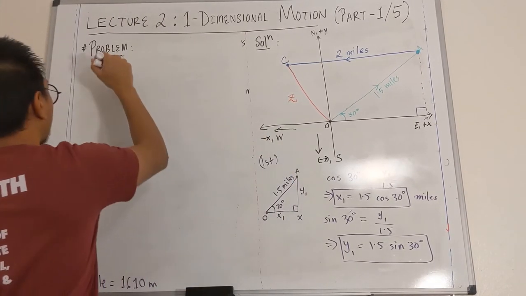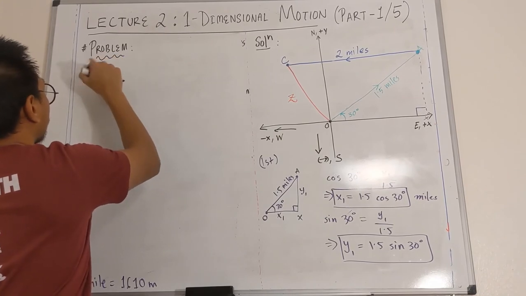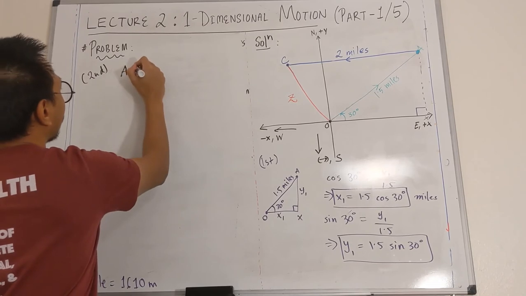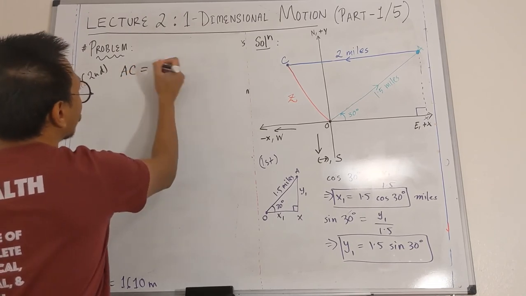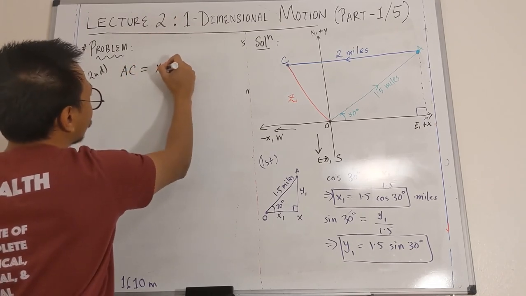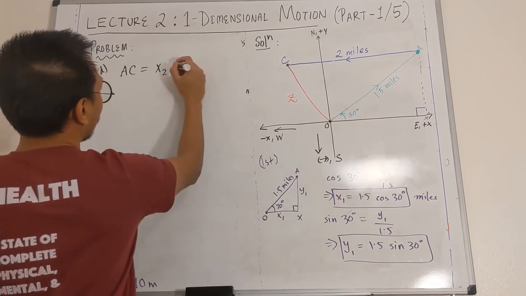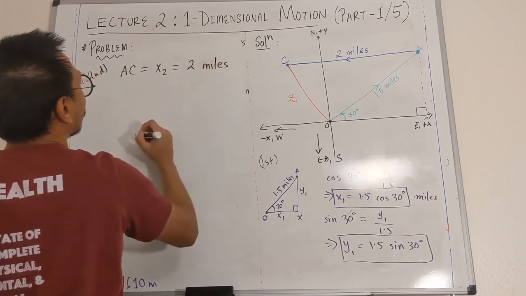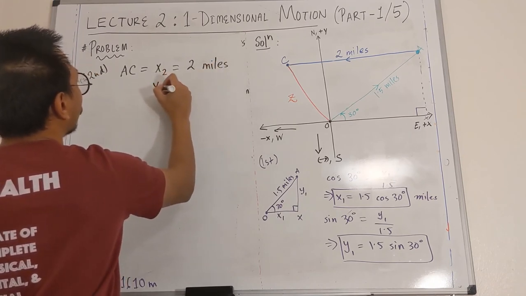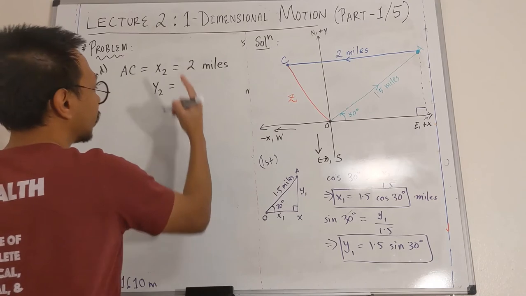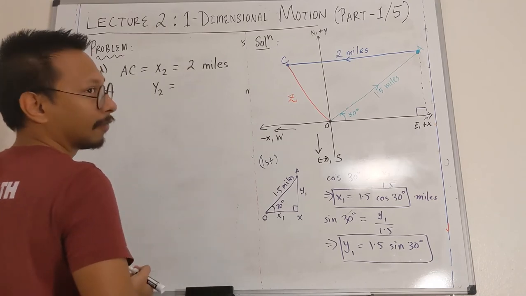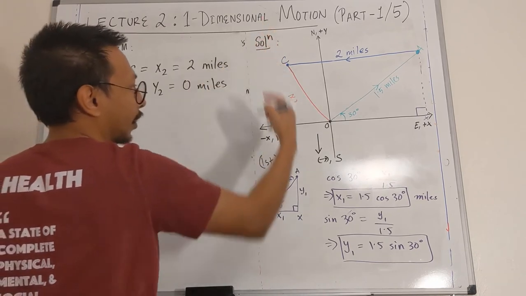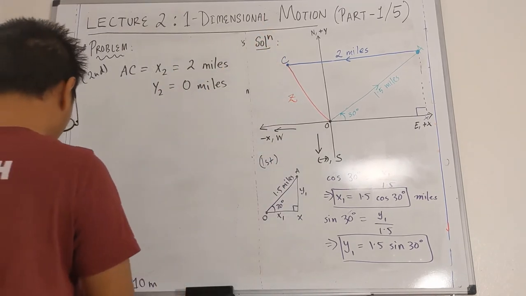We can say the second part is pretty simply just the length of AC, which we can denote x2, for consistency with x1, as 2 miles. And y2, the vertical length of the second part of the journey, is 0 miles because it didn't move in the vertical direction.